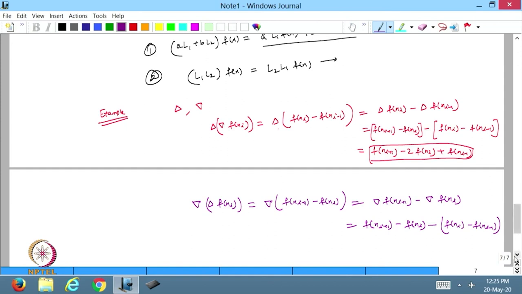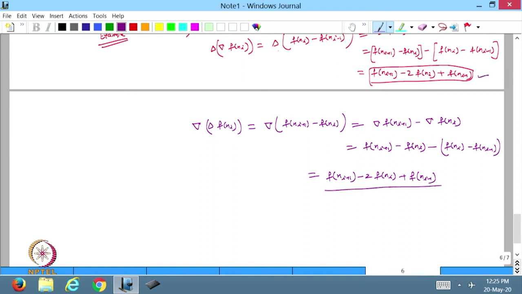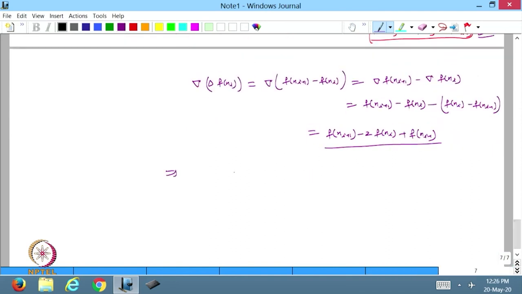Now, using this, if you see, it becomes f(x_i plus 1) minus 2 times f(x_i) plus f(x_i minus 1). So in this case, I will get the same value as I got from the other order. It does not matter whether I apply the forward operator first and then the backward, or the backward operator first and then the forward, because I am getting this value. From here I can say that the forward operator and the backward operator are commutative.